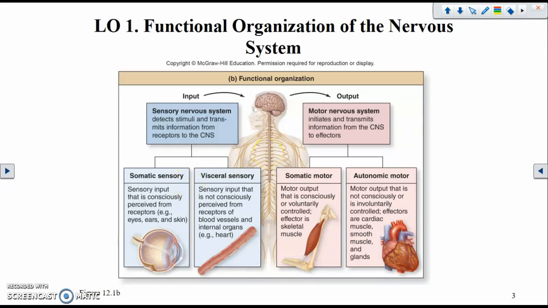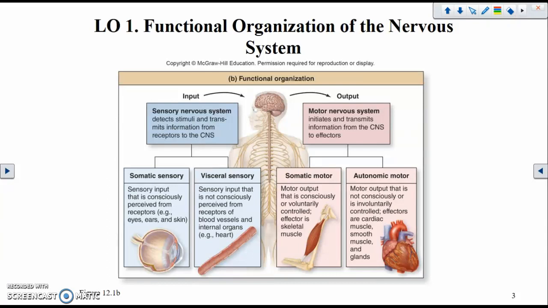This is similar to the output portions. There are two ways that you initiate response. One of the ways is called the somatic motor. And the somatic motor nervous system, the efferent somatic motor, initiates response to voluntary muscles, which is skeletal muscle, okay? And then the fourth one, which is also part of the motor nervous system, is autonomic motor, okay, the autonomic nervous system.